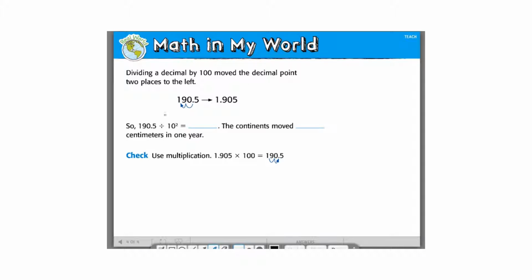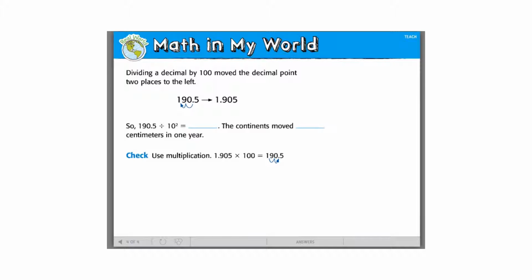So here's the trick that I just wrote on the bottom of the other page. You could move the decimal this time 2 spaces backwards. So you get 1 and 905 thousandths. So the continents moved 1 and 905 thousandths centimeters in 1 year. And you could use multiplication to check your answer. If you went 2 spaces the other way and multiplied, you'd get 190 and 5/10, back to where you started. Multiplication and division are opposites of each other, they're inverses. So you could do the opposite thing and get the same answer. That's why we use it to check our answers.